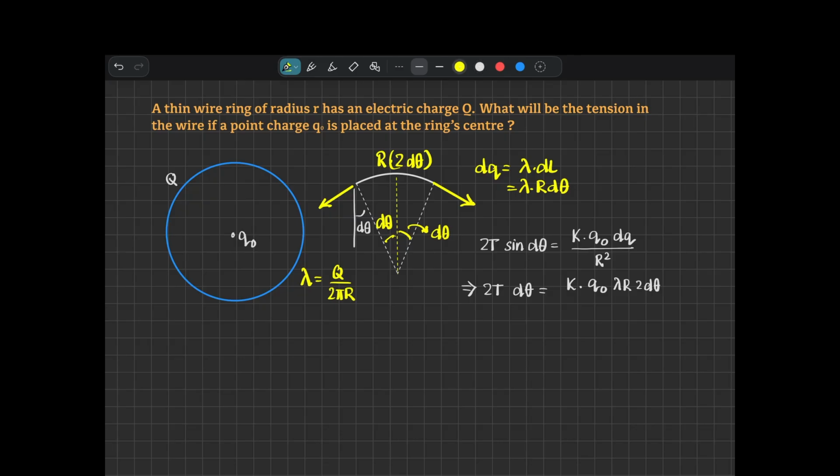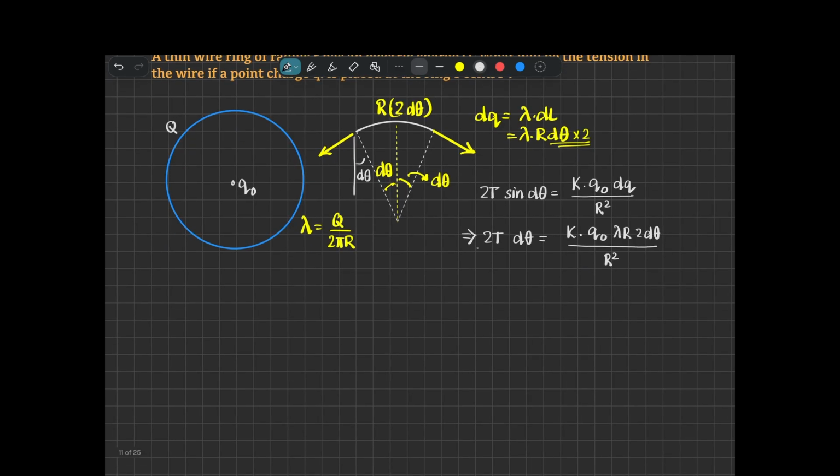Here by mistake I have written d theta, so this will be d theta times 2, because this length is r into 2 d theta, so dl will be r into 2 d theta. So that's what we have written here, this much by r square. Now if we see, the 2 term gets cancelled, the d theta term gets cancelled, so I am left with tension T equals k q naught lambda. Here r and r also get cancelled, so k q naught lambda by r.